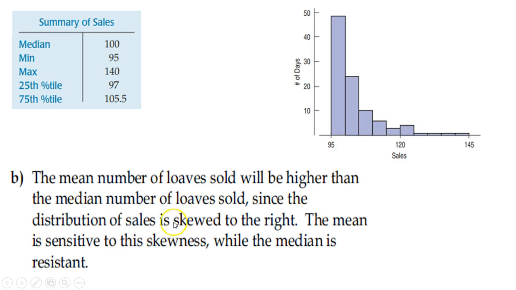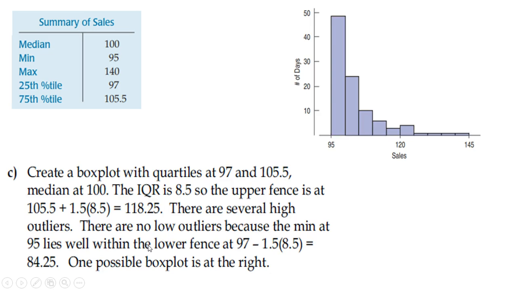So since the distribution of sales is skewed to the right, the mean is sensitive to the skewness, while the median is resistant. And then it says create a box plot with quartiles at 97 and 105.5, median 100, so we can easily find the quartile range by subtracting them. And there are several high outliers here, because remember, in order to find an outlier, you find the quartiles and take 1.5 times the interquartile range, and if I go 97 minus that, it takes me down to 84.25.